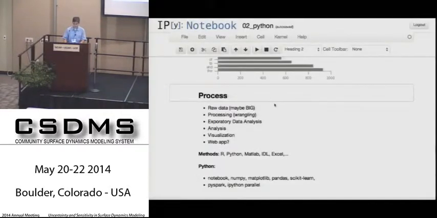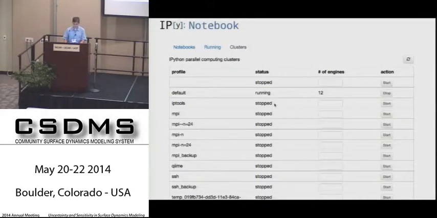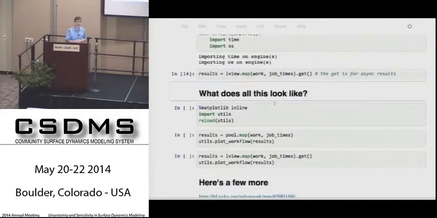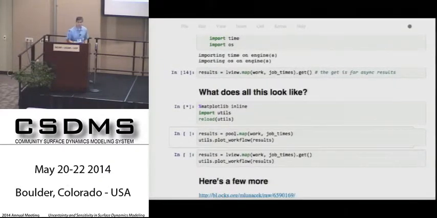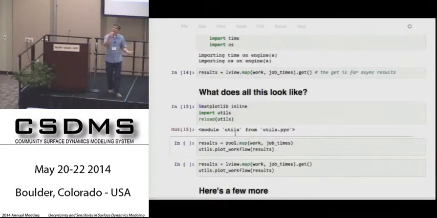Okay, so let's do a little bit more. Let's just look to see what this map function really looks like in parallel. So I'm going to load a small utility. And here I'm going to go back to my pool of workers. So this is the multiprocessing example. And I'm going to map my job times onto the work function. And then what I get back is a dictionary for each item in my work times. And then I can compute when that started, when it stopped, and I can create a plot of that, and see what it looks like.